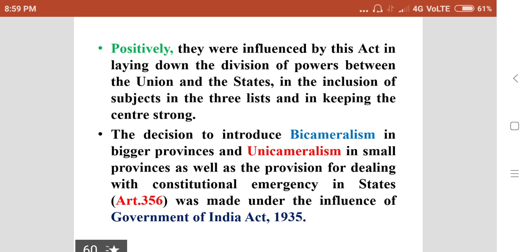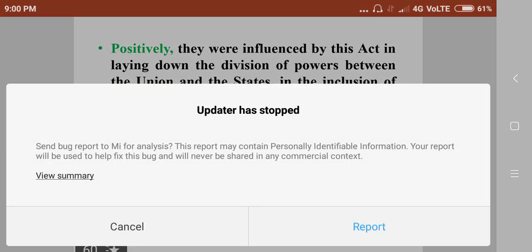So in our country, we have both the systems in India. In big states, there is a bicameral system of legislature, and in small states, small in territory and population, there is only a unicameral system of legislature.